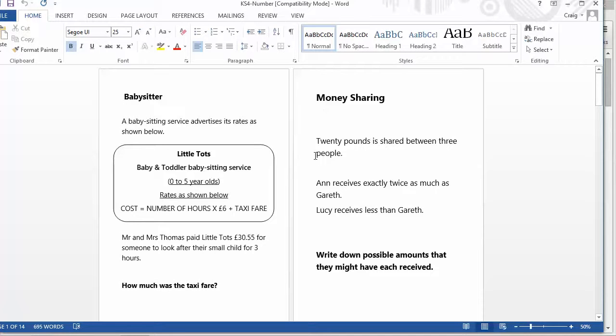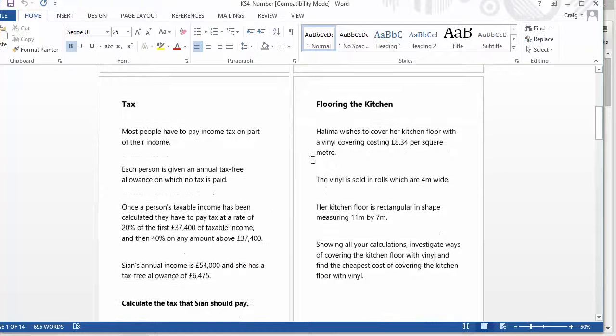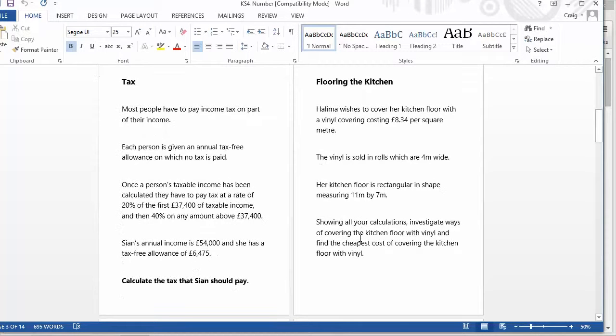So we have things like this: money sharing. £20 is shared between 3 people and one receives exactly twice as much as Gareth. Lucy receives less than Gareth. Write down the possible amounts that they might have received. Or we have things like this. Floor in the kitchen. Hamish wants to cover his kitchen with vinyl costing this. The vinyl is sold 4 metres wide. Kitchen 11 by 7. Investigate ways of covering the kitchen floor.